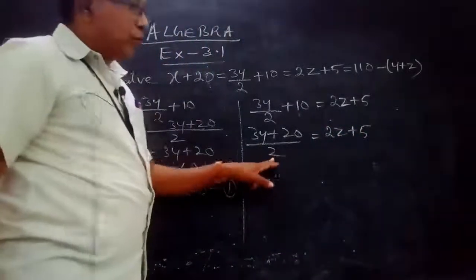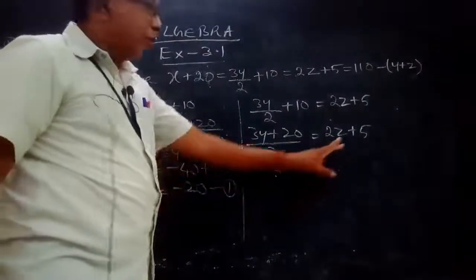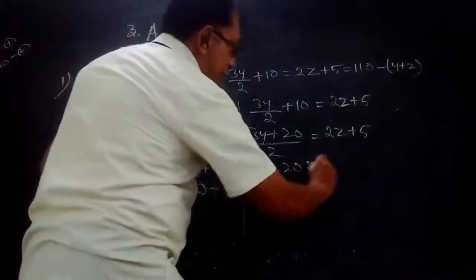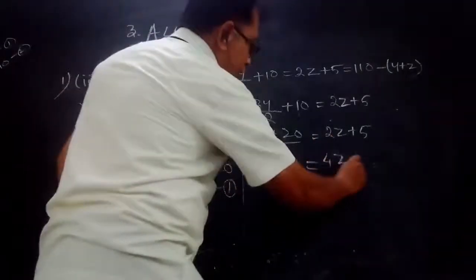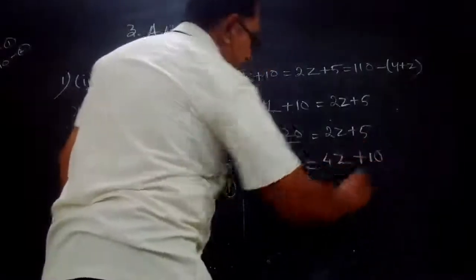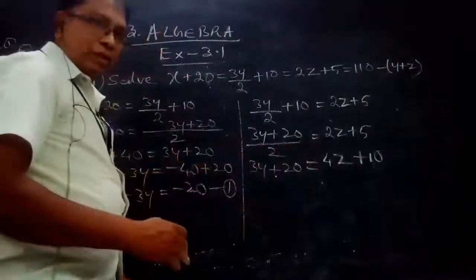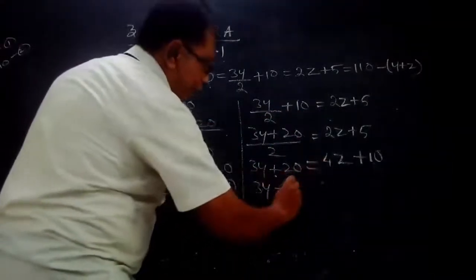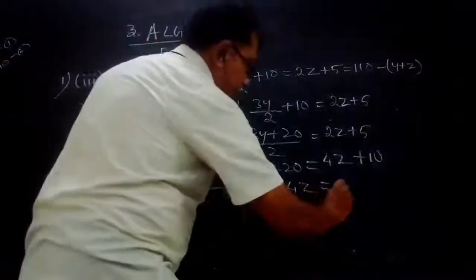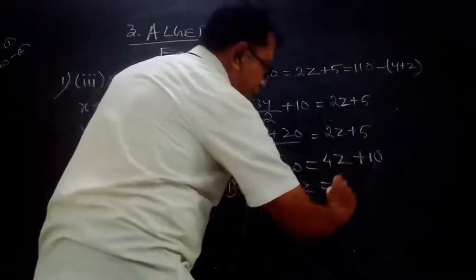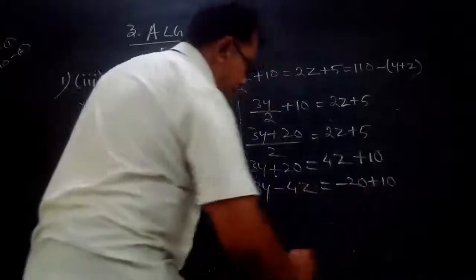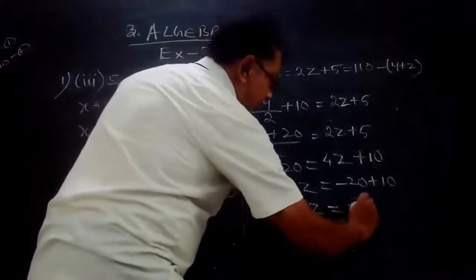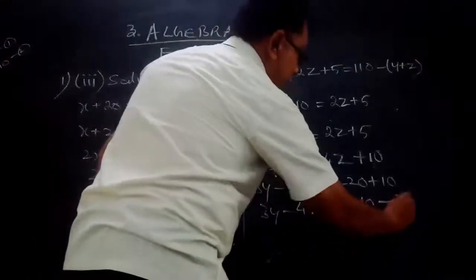Next, I take the 2 to right hand side. The 2 multiplies these two terms. Therefore, the 3y plus 20 equal to 2 into 2z, 4z. 2 into 5, the 10. Okay. Next, I arrange the variable in one side and the number in another side. Therefore, the 3y minus 4z equal to minus 20. You take the 20 to right hand side, minus 20 plus 10. Therefore, the 3y minus 4z equal to the minus 10. It is the equation number 2.